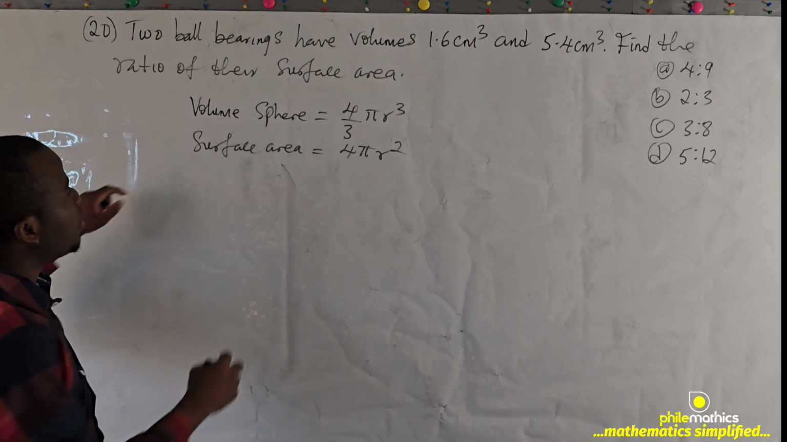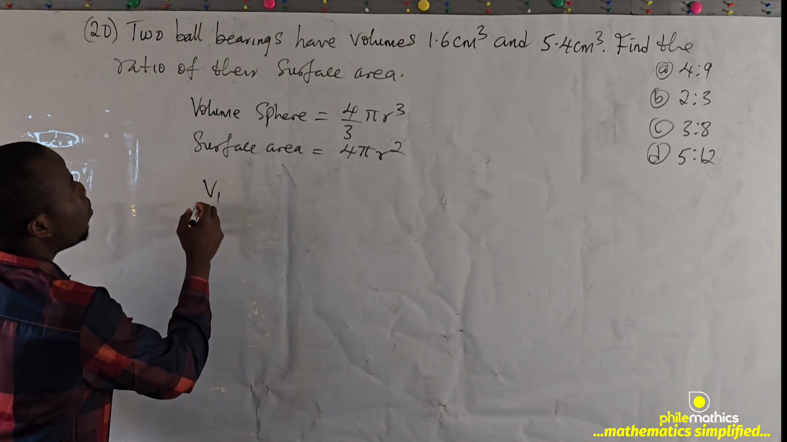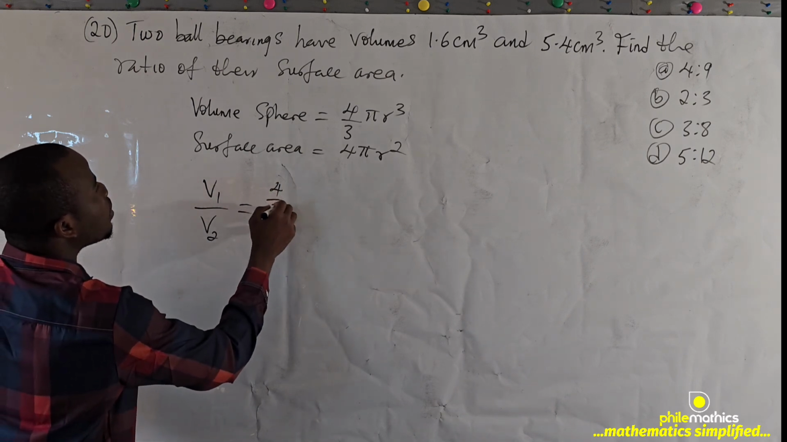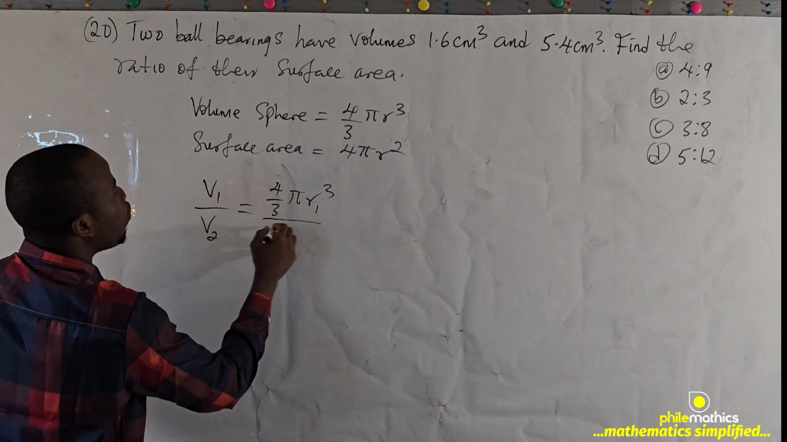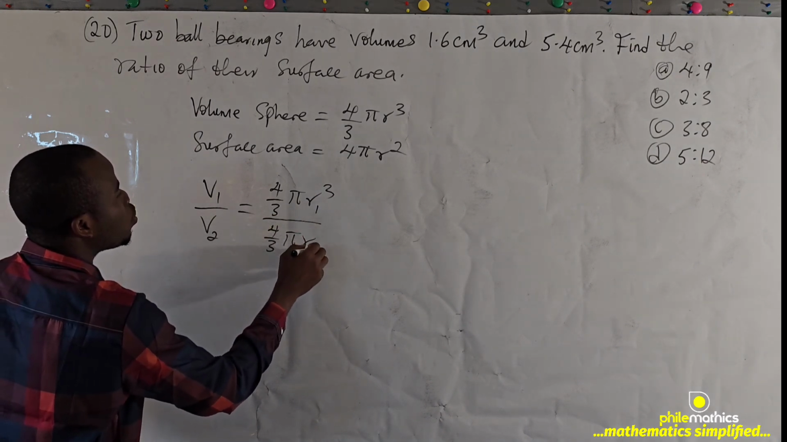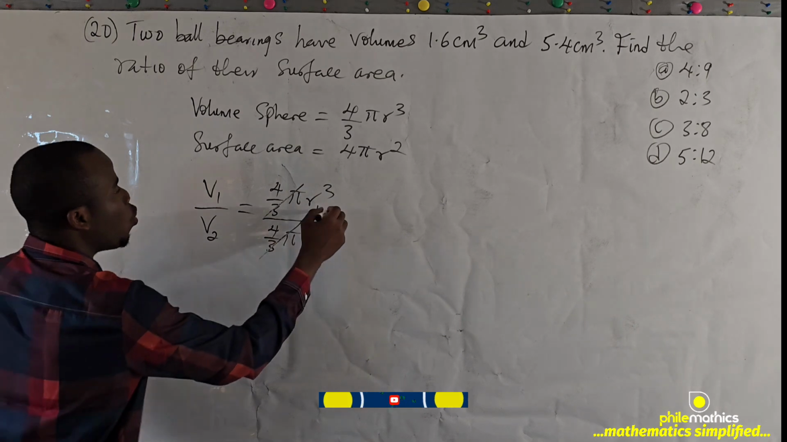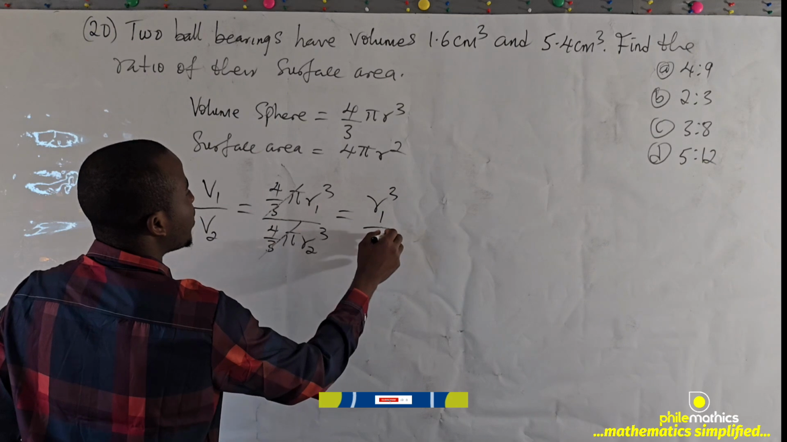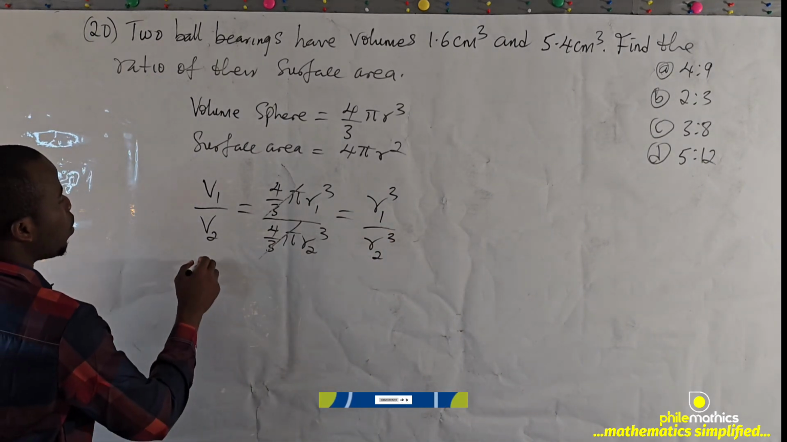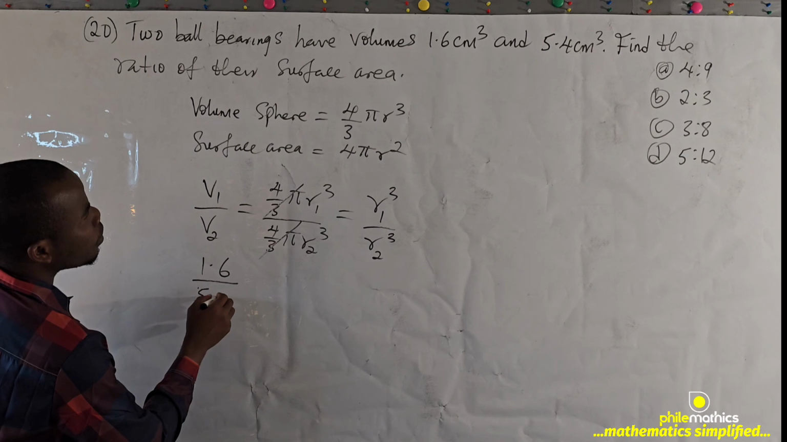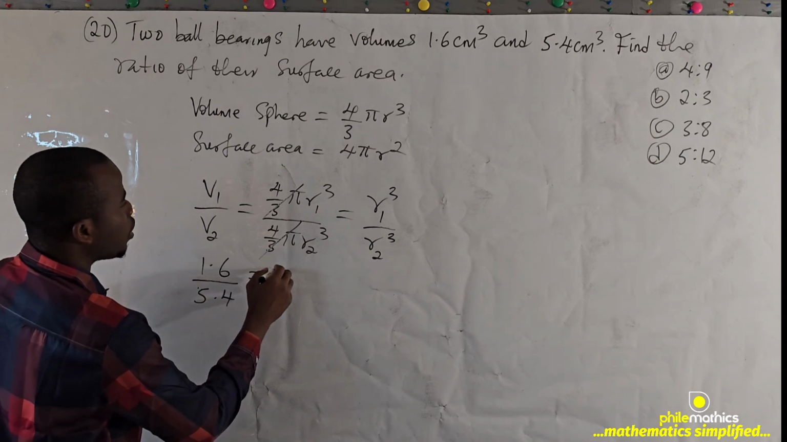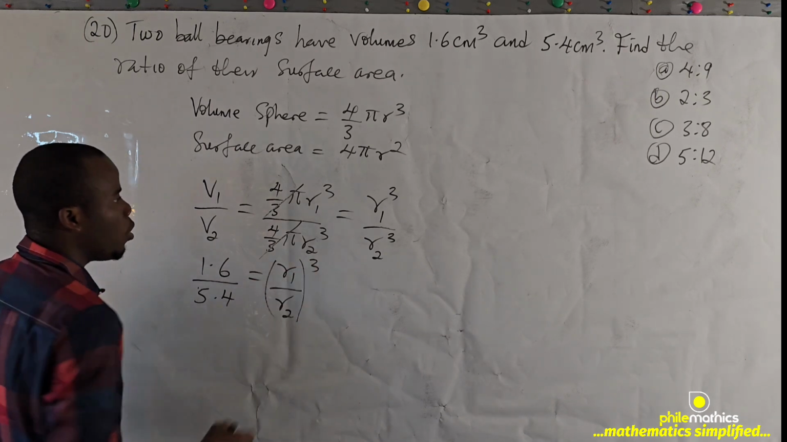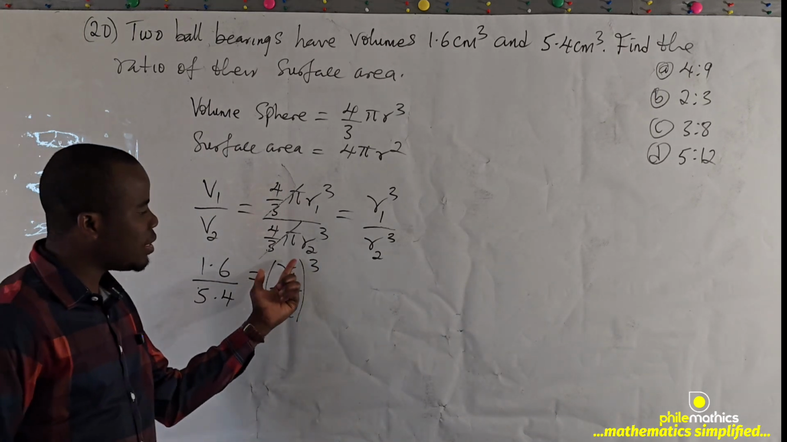If volume 1 over volume 2 is equal to 4/3 πr1³ over 4/3 πr2³, we see that this can cancel with this, and so their individual volume is proportional to the cube of their radii. And so 1.6 over 5.4 is proportional to (r1 over r2) cubed. From laws of indices, we can factorize the cube out. So we want to find the ratio of their radii.